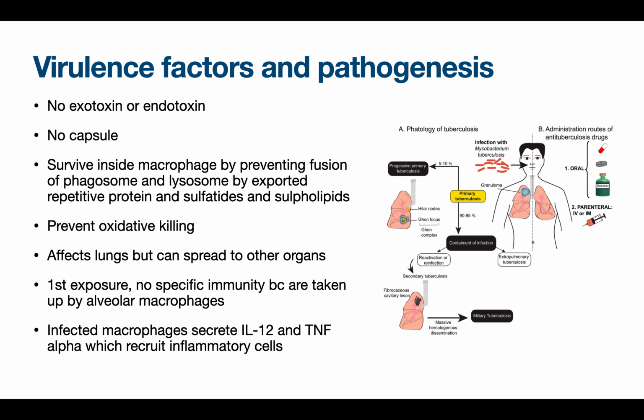On first exposure, there's no specific immunity because they're all taken up by the alveolar macrophages. And the infected macrophages will secrete IL-12 and TNF-alpha, which are going to recruit the inflammatory cells. So it can progress from primary tuberculosis to something called miliary tuberculosis. This is after the dissemination.